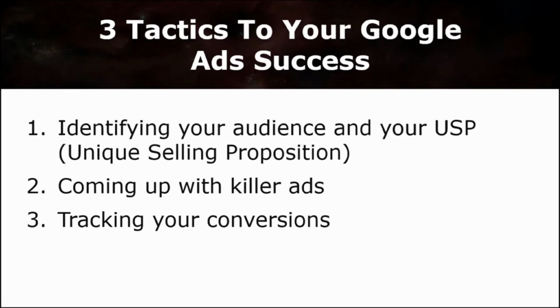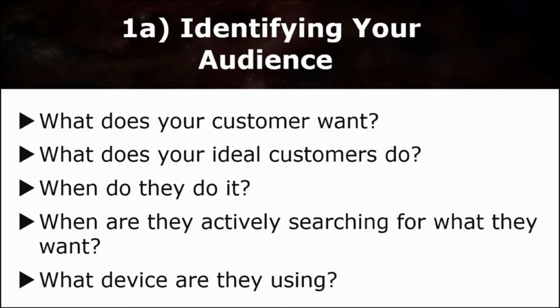Okay, I'm sure by now you're ready to set up your own Google AdWords campaign. But before you start, there are 3 tactics that can be useful to you in strategizing your ads and ensuring your campaign's success. These 3 tactics are, first, identifying your audience and your unique selling point, or USP. Second is coming up with killer ads, and finally, tracking your conversions.